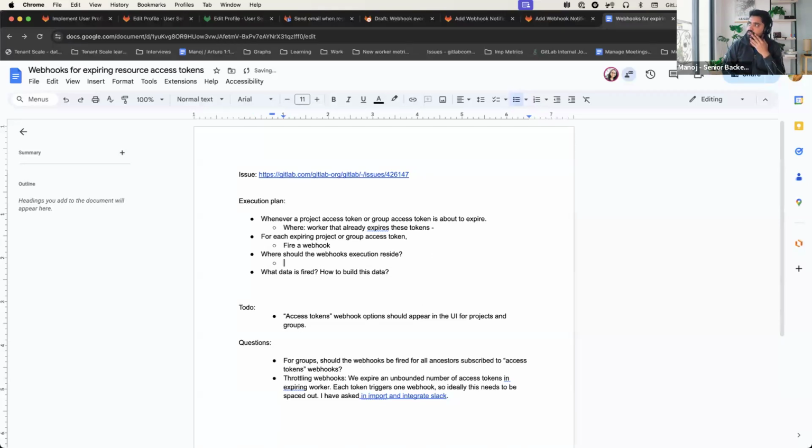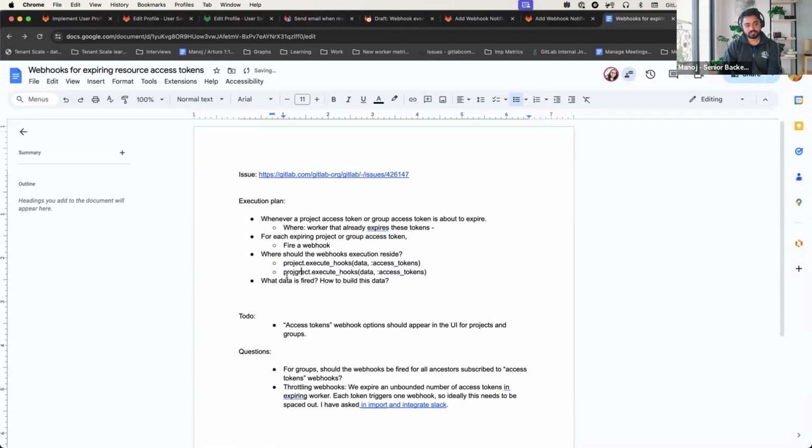We are associating different webhooks at the project and group level. So ideally, any call should be like project.execute_hooks with the data that we build, and then the hook scope, which here will be access tokens, or it will be the group that owns the resource access token, and then execute. I think we already have patterns around this, so this is taken care of.